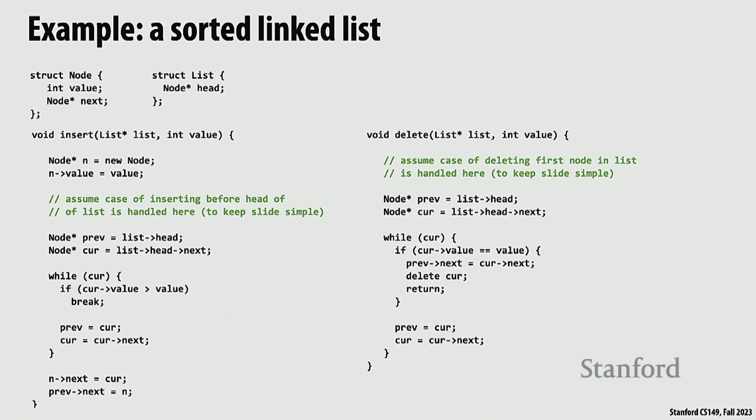Like, is there a way you could lose nodes? Is there a way you could lose the rest of the list? Things like that. Go for it. And feel free to talk about it with your neighbors, of course.